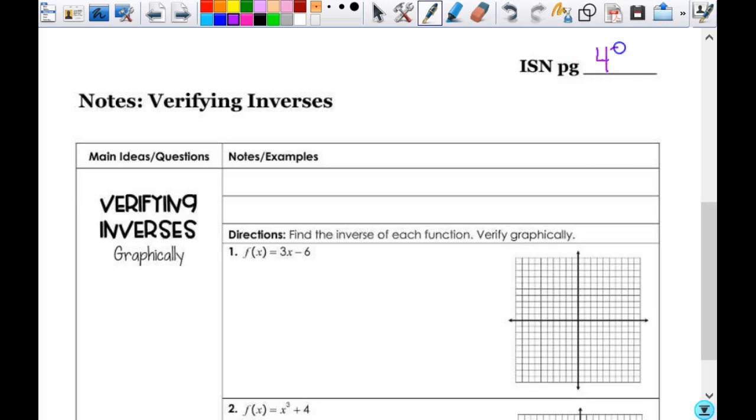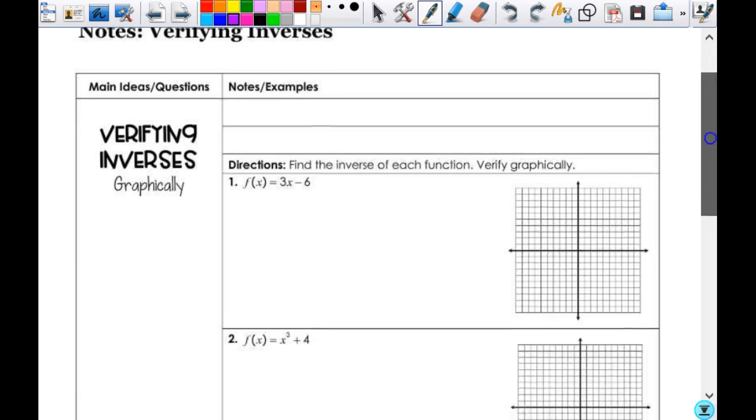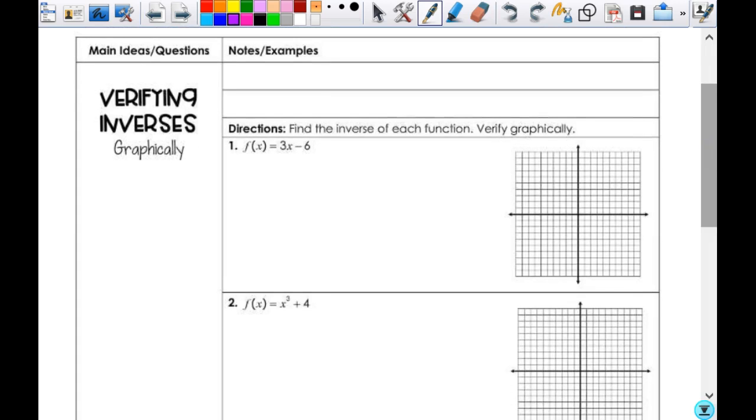Page 43. And anytime I change these, they don't scroll correctly. There we go. So we're going to verify them. We did them. We found them yesterday. Today we're going to verify. So this is what goes here.